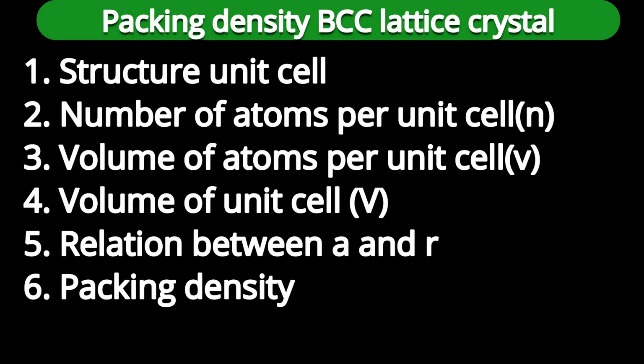Fifth point, we need to determine the relation between a and r. For that, the structure should be very clear and little geometrical aspects are necessary. We will discuss them. And sixth point, actual calculation of packing density or packing efficiency. The formula is small v divided by capital V. Answer will be in fraction. If we multiply that fraction by 100, we will get the packing density or packing efficiency in terms of percentage. Let us see the structure.